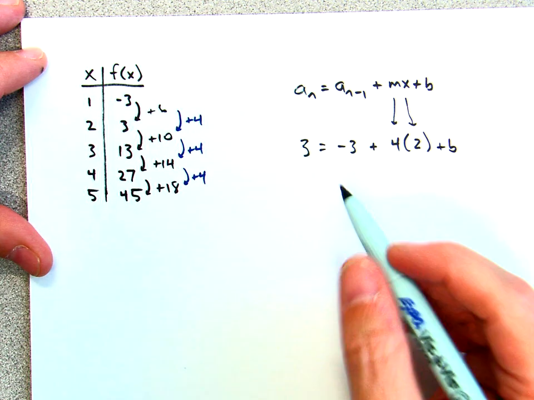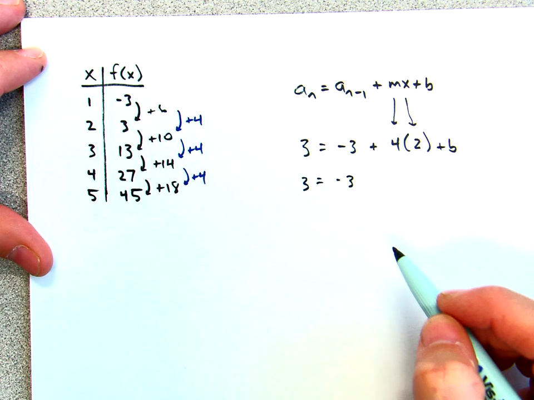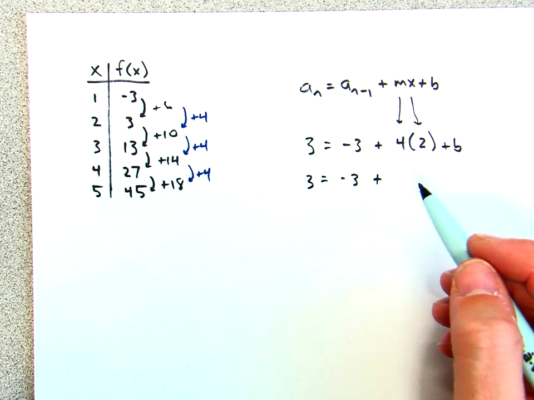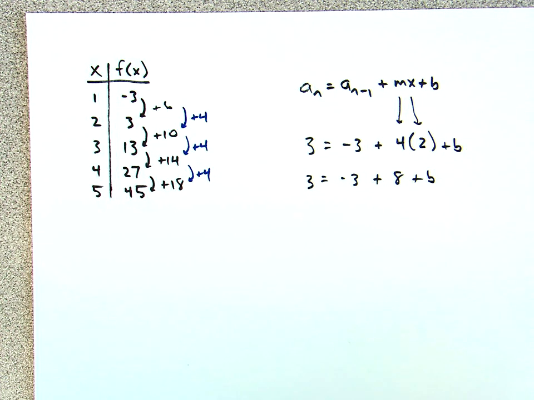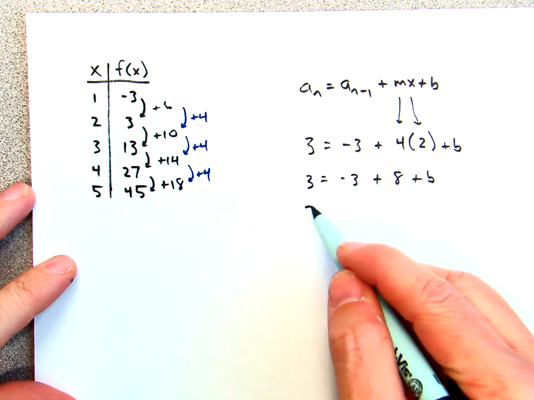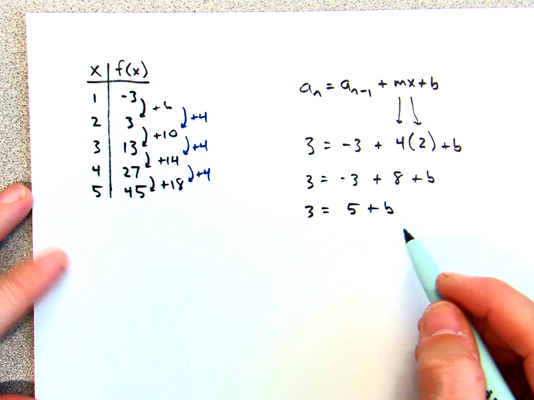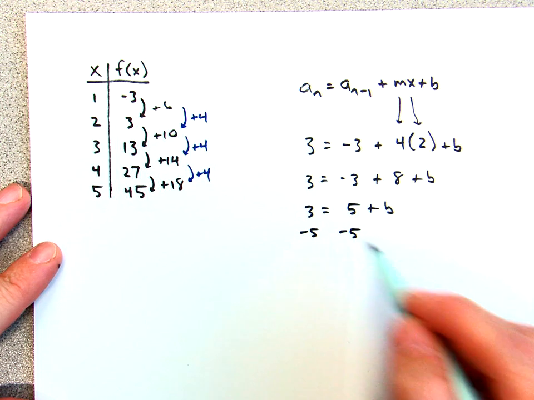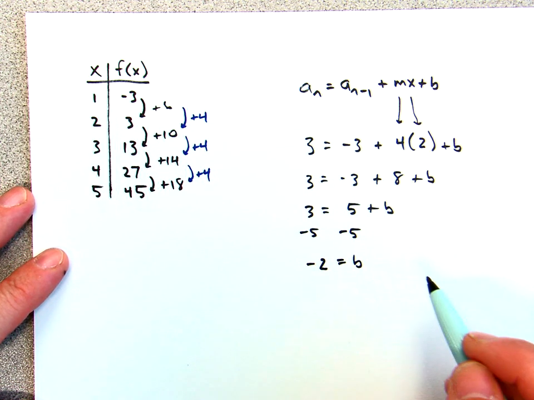But now we have enough to solve for b. If I keep the 3 over here, I'll do multiplication first. 4 times 2 is 8. Then we can combine like terms. I can say -3 plus 8 is 5. Subtract the 5. So -2 equals b.